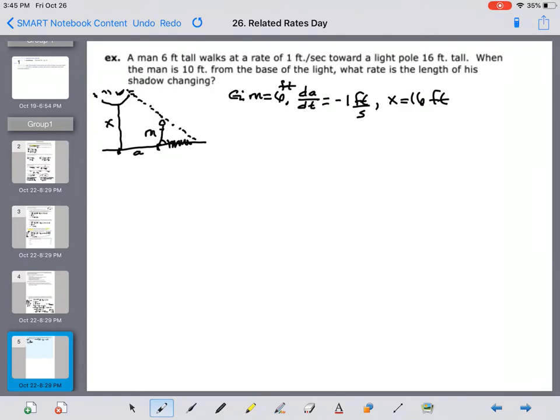It says when the man is 10 feet from the base. So when A is 10, that's another thing we know, 10 feet. From the base of the light, what rate is the length of his shadow changing? So we're looking at the area between here, let me get a different color.